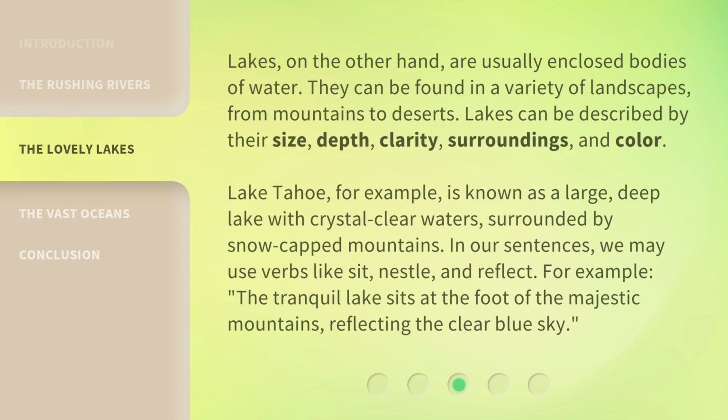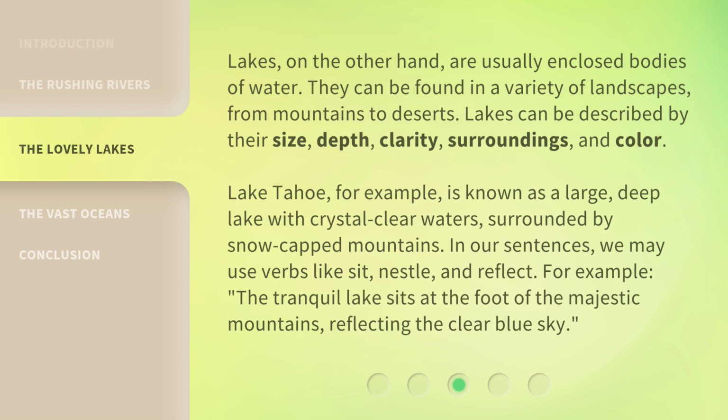Lakes, on the other hand, are usually enclosed bodies of water. They can be found in a variety of landscapes, from mountains to deserts. Lakes can be described by their size, depth, clarity, surroundings, and color. Lake Tahoe, for example, is known as a large, deep lake with crystal-clear waters, surrounded by snow-capped mountains.